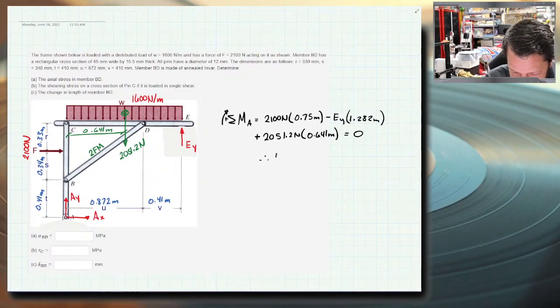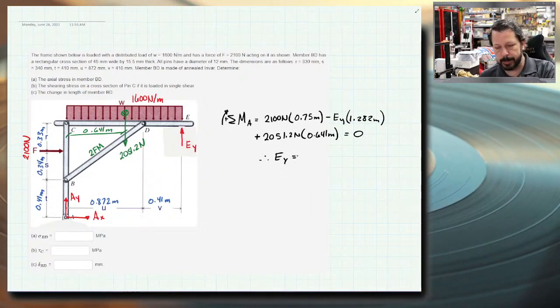So we should be able to solve for a value for EY. And it does come out positive. All these numbers are positive. When I move EY to the other side of the equal sign, it's positive. So that means that I drew the direction of EY's arrow correctly.